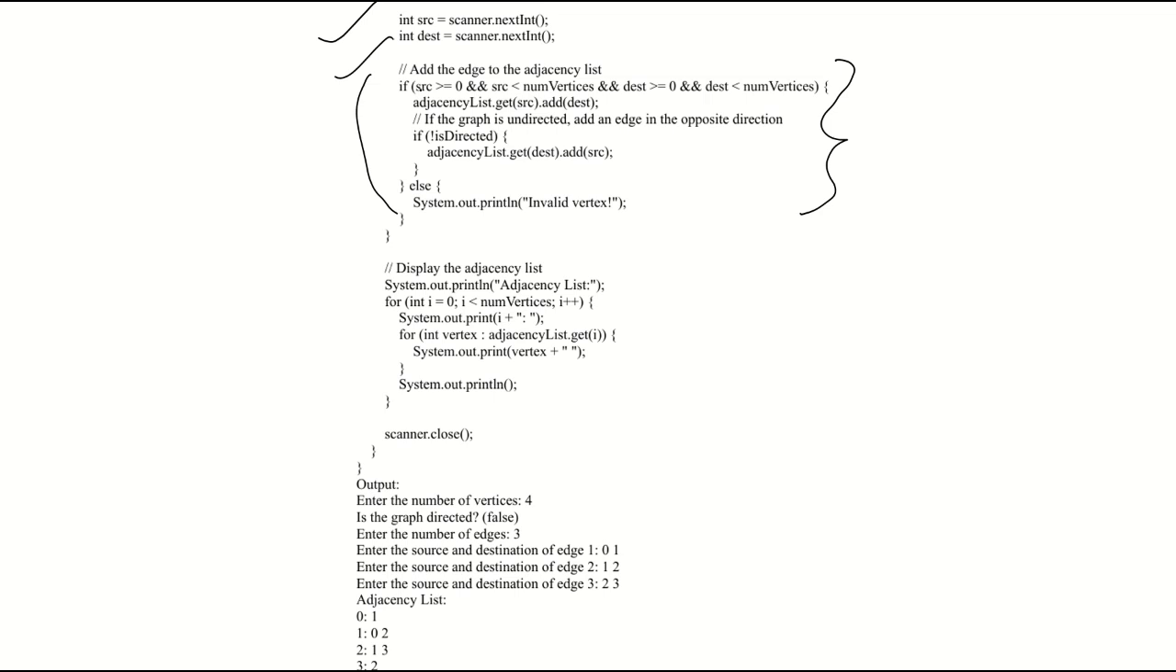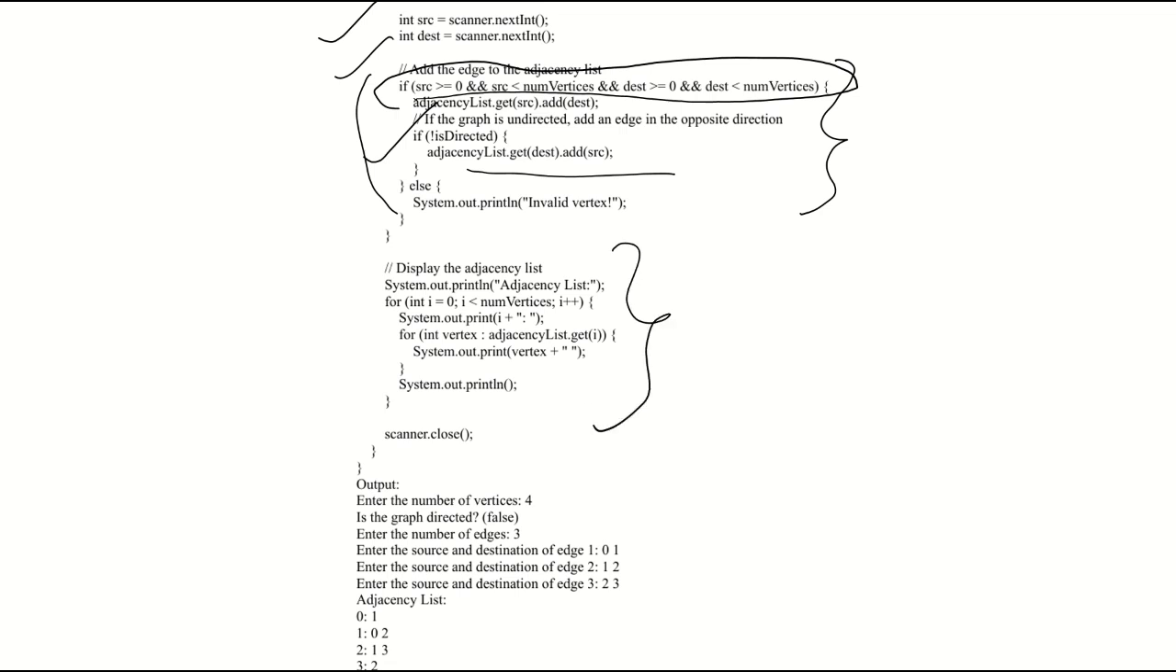We are taking this constraint because source and destination can't be given as they are. We have to see the graph and give them properly. Now, if the graph is undirected, we have to add the destination as well as the source. Now, everything is done. We have given all the constraints. Now, we have to display that adjacency list. To display the given adjacency list, we need two for loops, to go through the vertices and print the adjacency list.